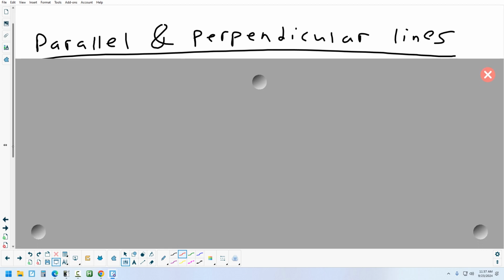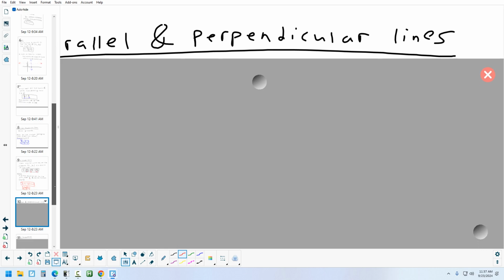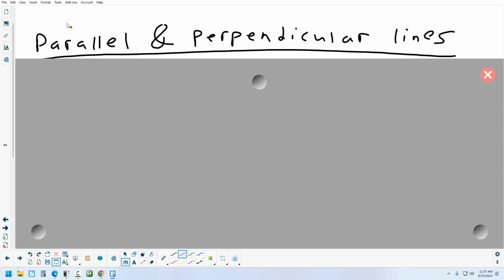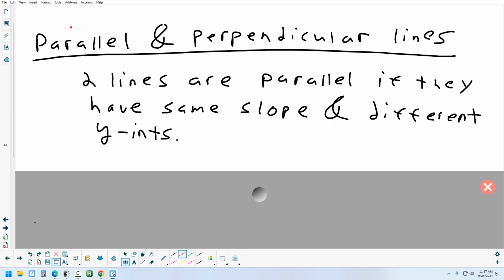All right. So parallel and perpendicular lines. If 2 lines are parallel, I know it means they never cross, but can somebody explain what parallel lines would mean using the terms we're talking about today? They would have the same slope but different y-intercepts. Yes, exactly. They have the same slope, but different y-intercepts.